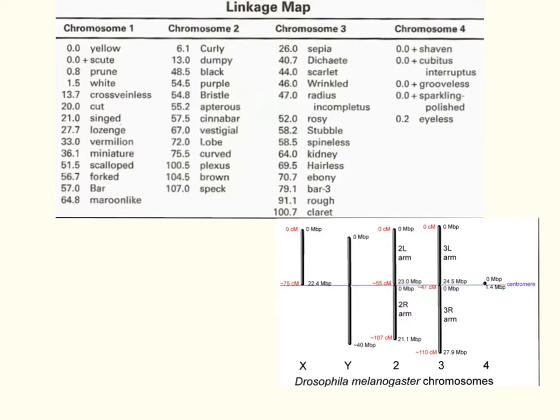And so we can use the location of genes, and we can look up and find a specific condition or trait. And then by counting these bands, we can put an identification code onto where that trait is found and on what chromosome.